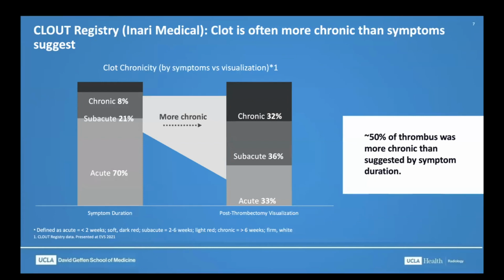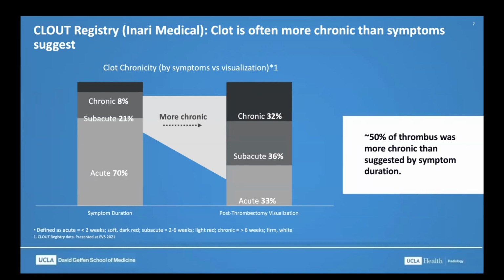So there was a study called the CLOUT Registry, which was done by this company called Inari Medical. And this was the study that essentially got the device, their indication, to be used in the DVT space. And what they saw was what was assumed to be 70% acute clot. When you looked at the clot itself, outside of a patient, only 33% of it was actually acute. And what was thought to be 8% chronic actually was 32% of those patients had chronic clots.